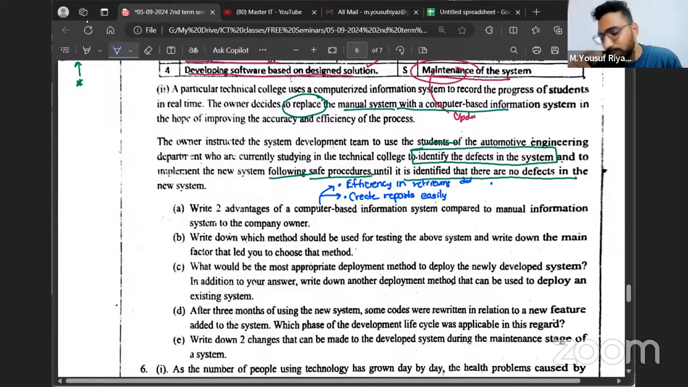But yeah, apart from these two, in terms of a computer-based system, you can tell the sharing of data is comparatively easy, and then you can make forecasting. What do you mean by the word forecasting? This is there in the syllabus, huh? What do you mean by forecasting?